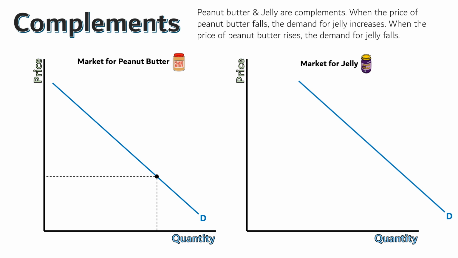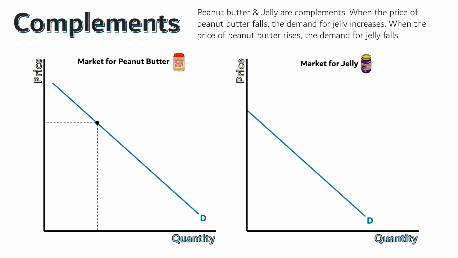Essentially, consumers are taking some of their savings on peanut butter and using them to increase their willingness to pay for jelly. Alternatively, an increase in the price of peanut butter would look like this, with movement up along the demand curve until we reach the higher price and corresponding lower quantity demanded for peanut butter. If people buy less peanut butter, they will need less jelly to go with it, and the demand for jelly will fall, shifting to the left.